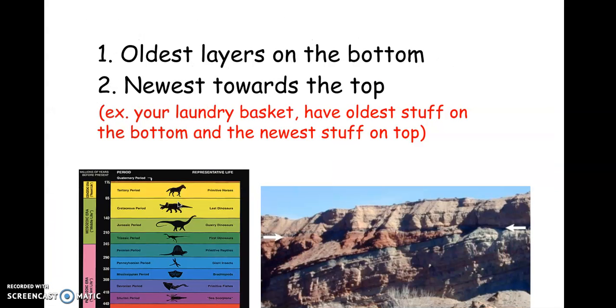Now, as we find fossils, if you look at the rocks, you will find the oldest layers at the bottom, while the newest layers are found at the top. It only makes sense. Think about your laundry basket at home. You put the oldest stuff on the bottom and you find your newest stuff on top. So right here we'll find the newest fossils. Underneath here we will find the oldest fossils.